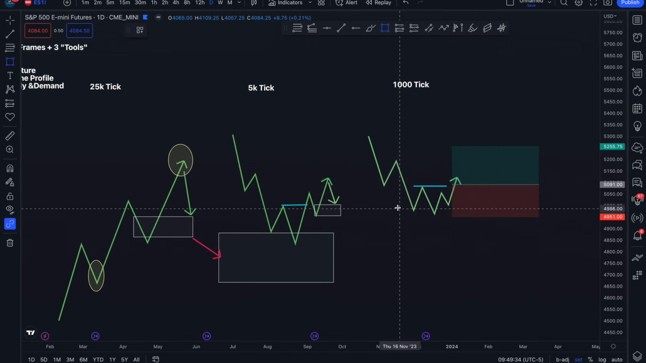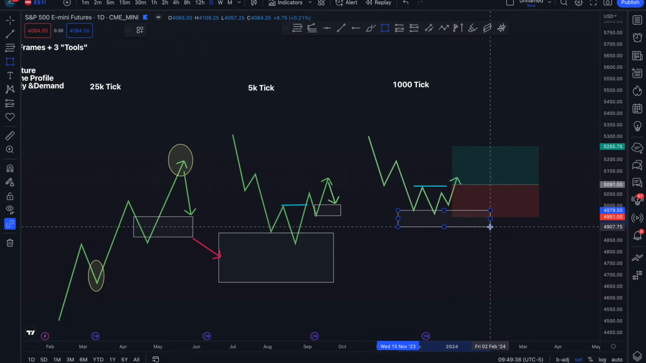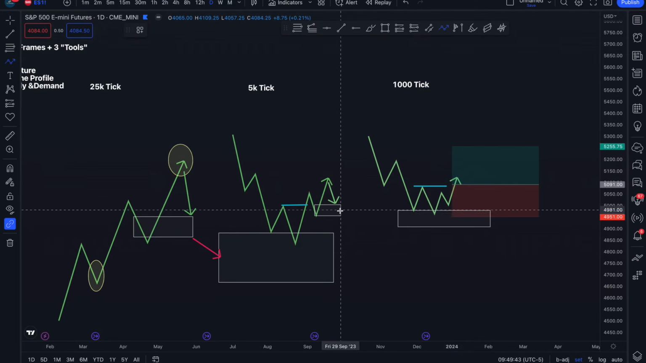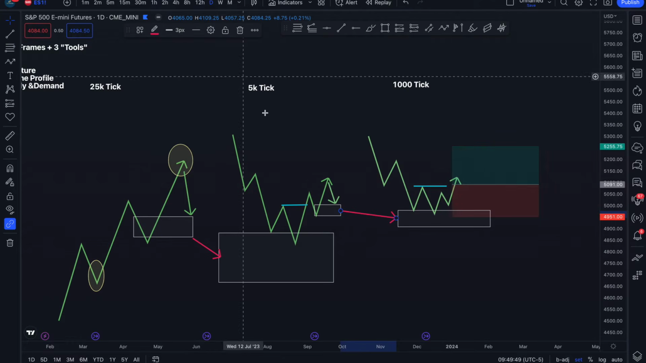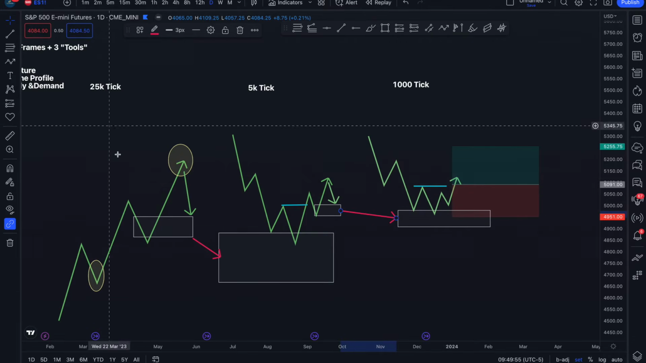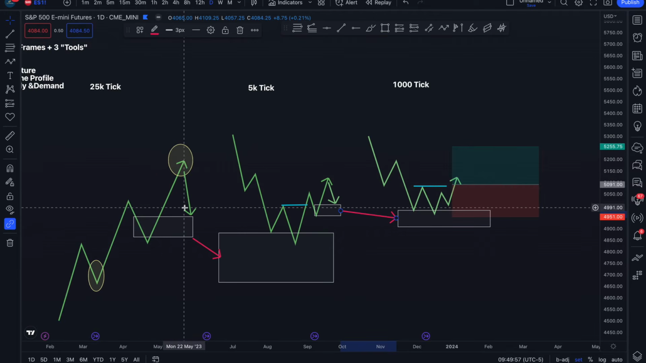And all of this, I need some part of this pattern to touch. And this pattern is the same as that. We're just magnifying in, okay? So we're just looking for a break of structure once we go into that supply. So we say, what are we expecting on the 25K tick? We're coming into this retracement zone.